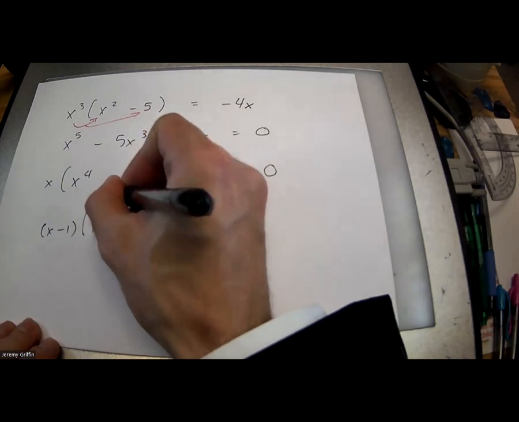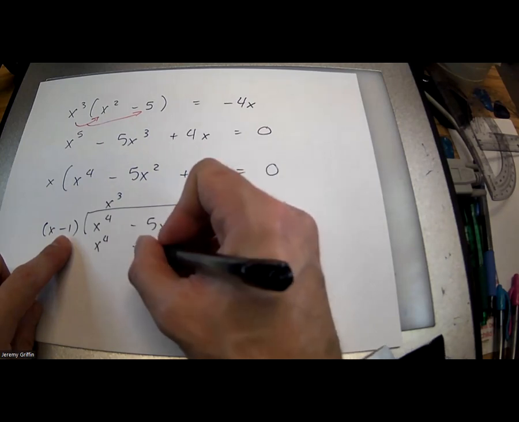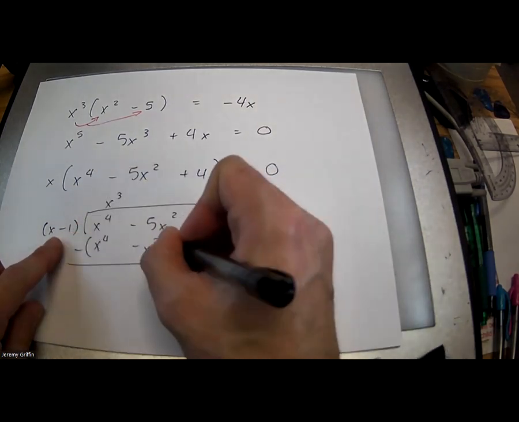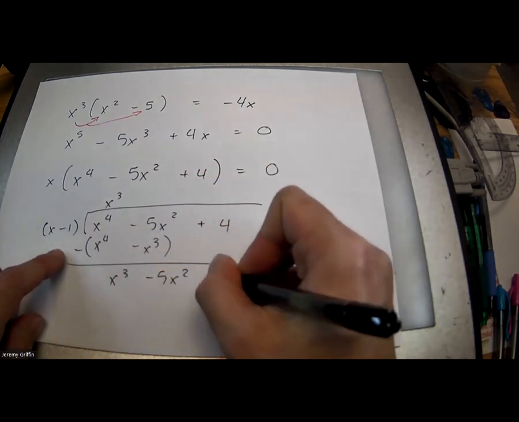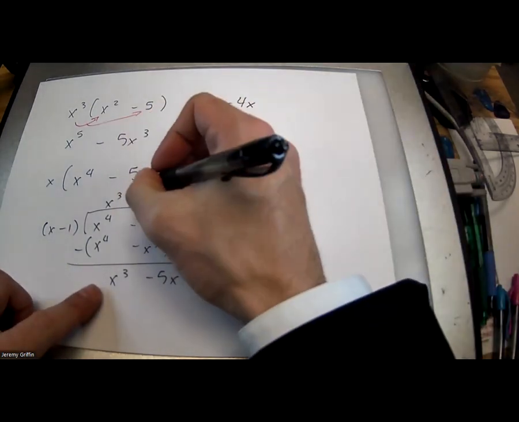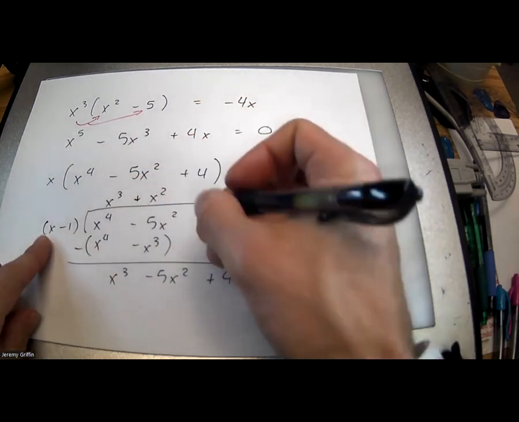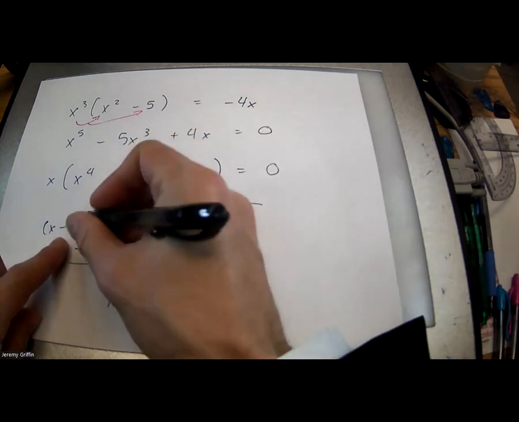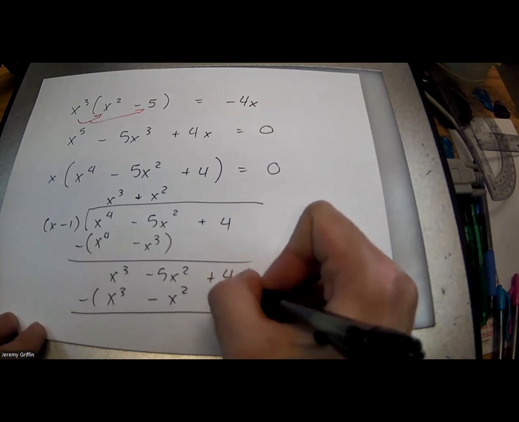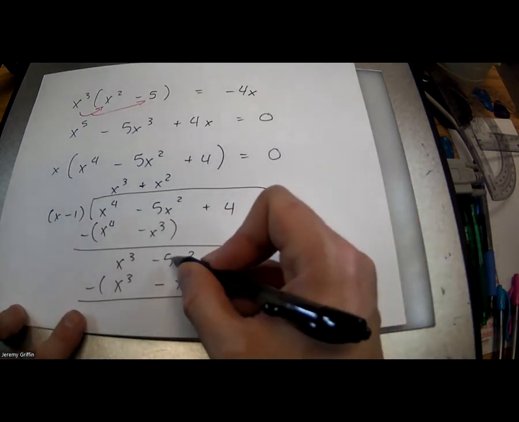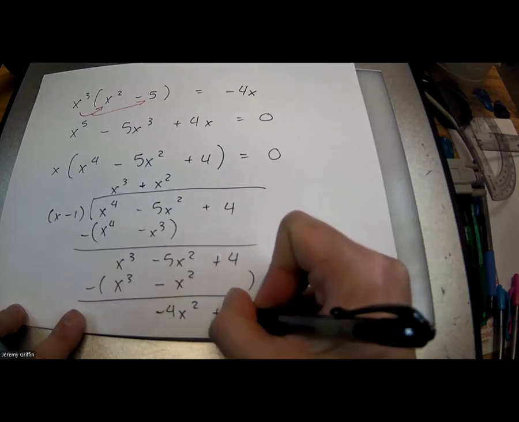So I see x cubed times x is x to the 4 minus x cubed. Right? So subtract this off. That gives you positive x cubed minus 5x squared plus 4. Next thing I see, let's go plus x squared. So x squared goes into here, x cubed minus x squared. Subtract this off. That looks like 5 minus negative 1, 5 plus 1, that's negative 4x squared, then plus 4.